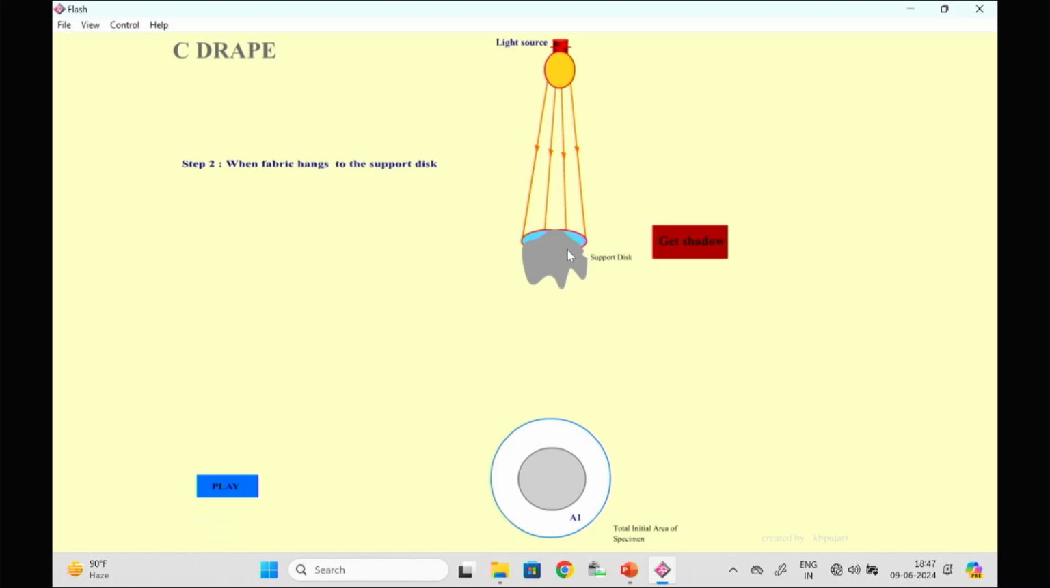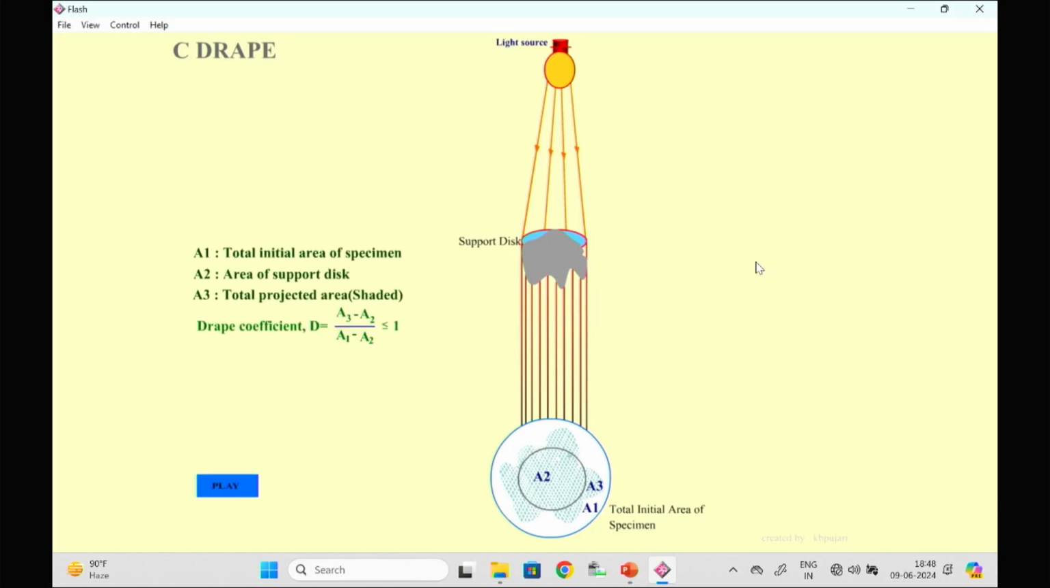Now we are hanging the fabric on the support disc, and then we are trying to get the shadow of the fabric after draping. So this is the shadow. So we get the total initial area of specimen A1, total area of the support disc, that is A2, and total projected shadow area, A3. So drape coefficient is A3 minus A2 divided by A1 minus A2.